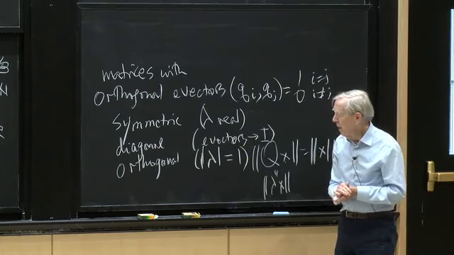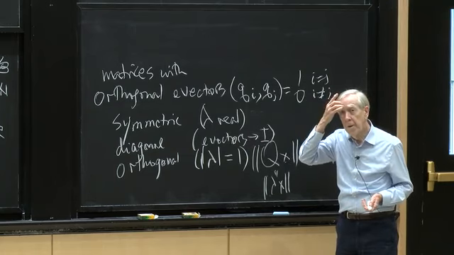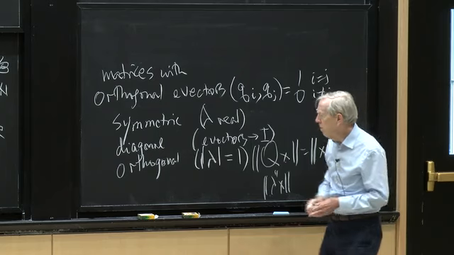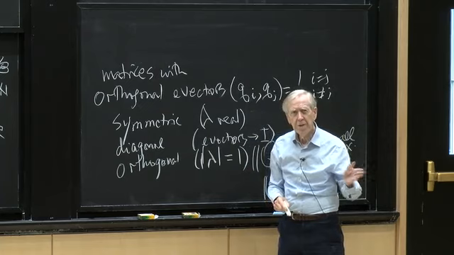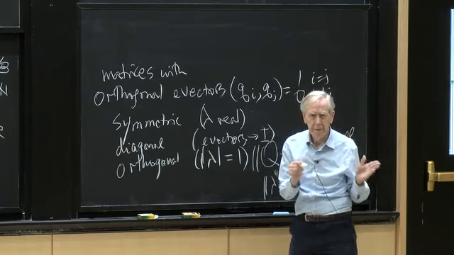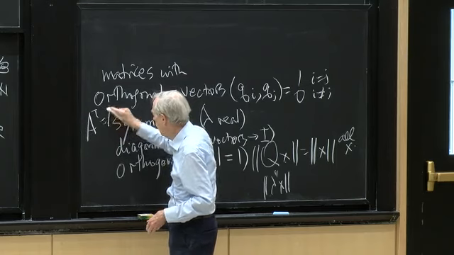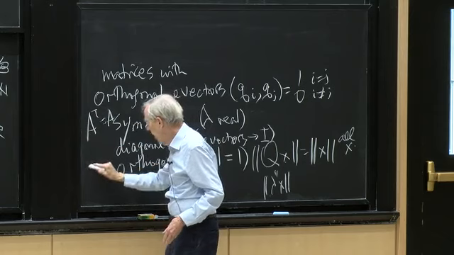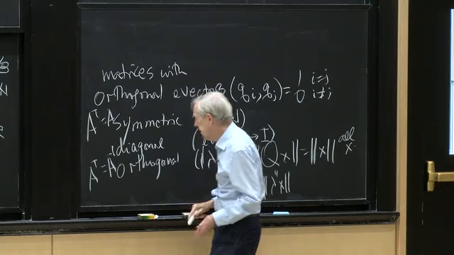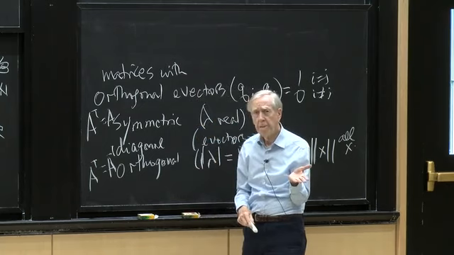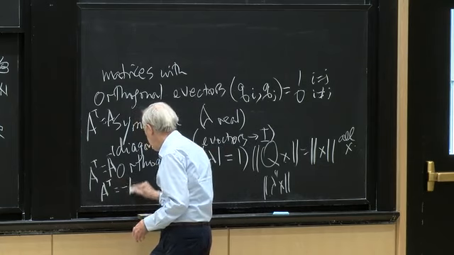Now, let's keep going and get the whole list here. Along with symmetric, there's another bunch of guys, anti-symmetric. Big deal, but those are important. So symmetric means A transpose equals A. Diagonal, you know. A transpose equals A inverse for orthogonal matrices. Now I'm going to put in anti-symmetric matrices, where A transpose is minus A.